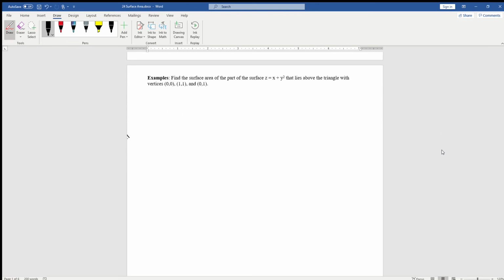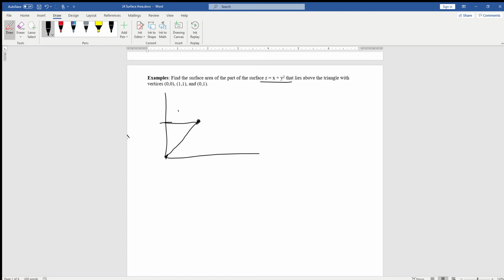We want to find the surface area of the part of this surface, z equals x plus y squared, that lies above the triangle in the xy plane with vertices (0,0), (1,0), and (0,1). Let's construct that area first. The point (0,0) is the origin, the point (1,1), and then finally the point (0,1). So we have a triangular region that looks like this.